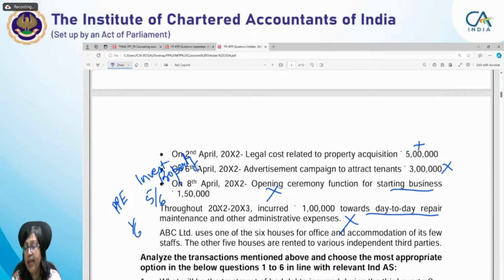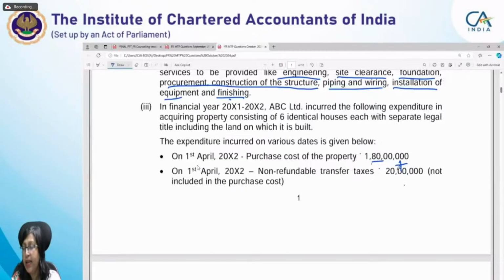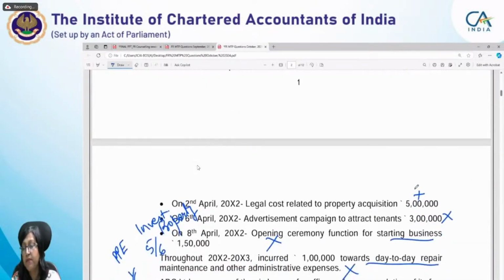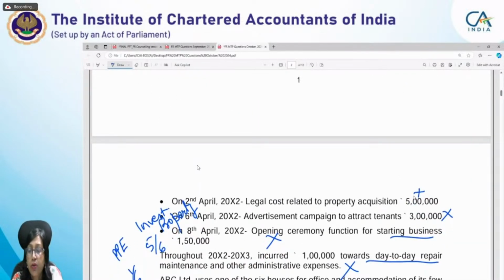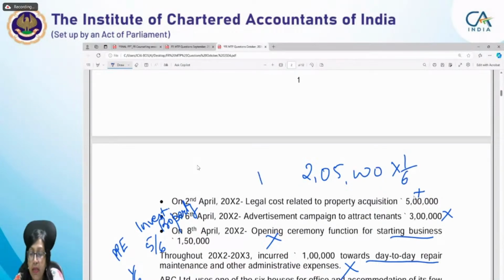So what we have added here is 1,80,000 plus 20 lakh plus 5,000. So it comes to 2 crore 5 lakh, which is the value of your entire property. Out of this, 1/6 is used for your PPE and the remaining is used for your investment property. So this is the accounting you have to do.